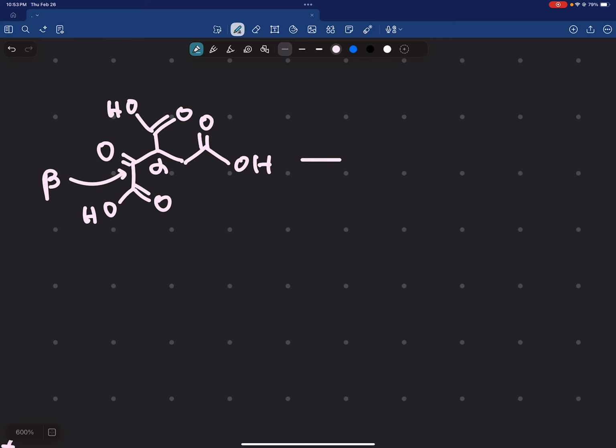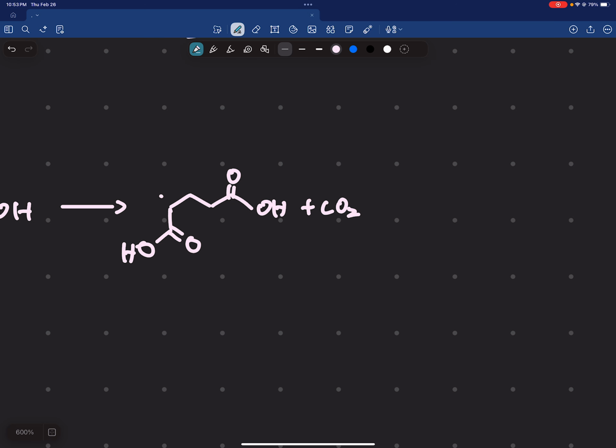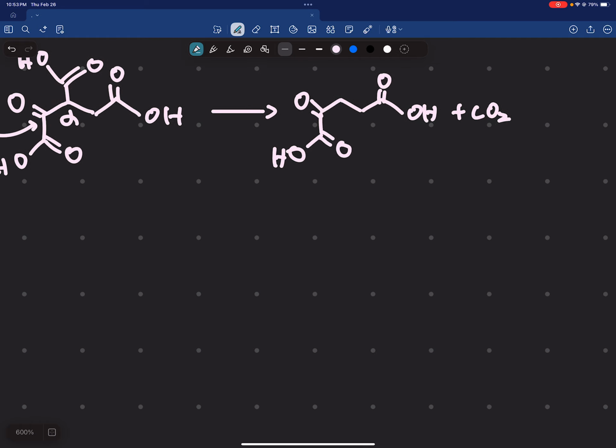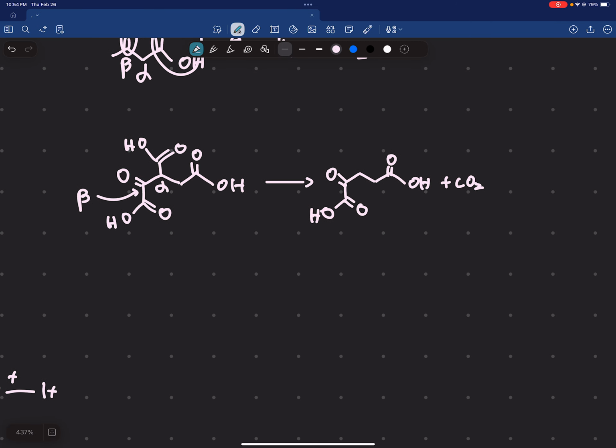So the alpha keto version of this is going to look like this. So, this is alpha ketoglutaric acid, like so. Let's move on.